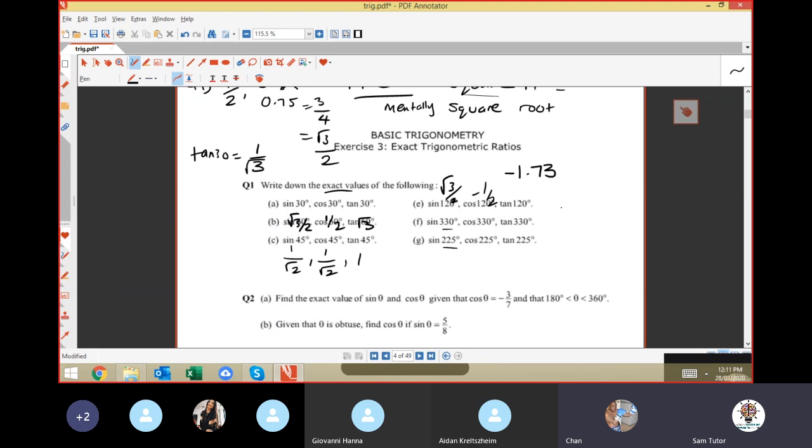If I square that, it will give me 3. So is it root 3? It isn't just root 3. It should be plus or minus? No, it's just going to be negative.